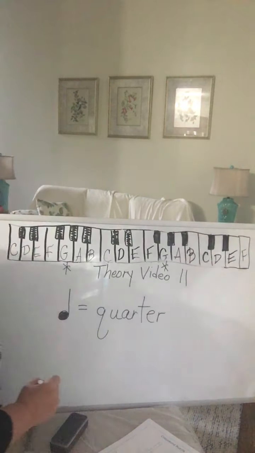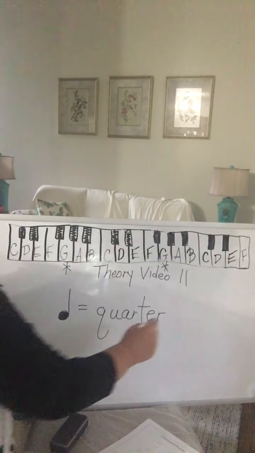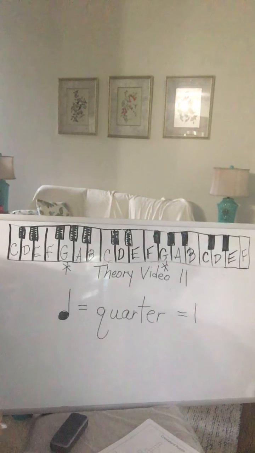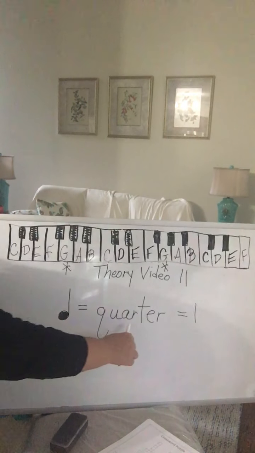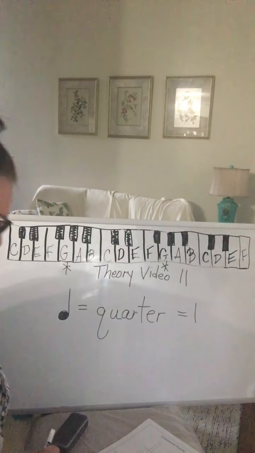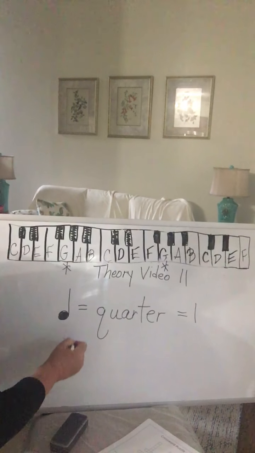Q-U-A-R-T-E-R. A quarter note gets 1 beat. That's right. I am a note that gets 1 beat. Who am I? All you have to write is quarter. You'll also see, I am a note that gets 2 beats. Who am I?